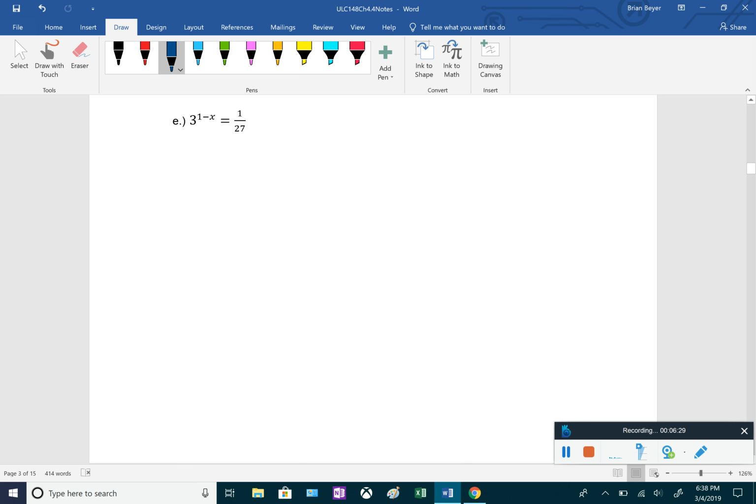Okay, so let's do maybe three more here just to see all possible types we can see. So we have 3 to the (1 minus x) equals 1 over 27. We have to pull a little bit of a trick here. We have a fraction, 1 over 27. We have to rewrite this as 27 to the negative 1. 27 to the negative 1 is the same as 1 over 27 to the positive 1. Once we do that, it probably becomes more clear what we're going to do.